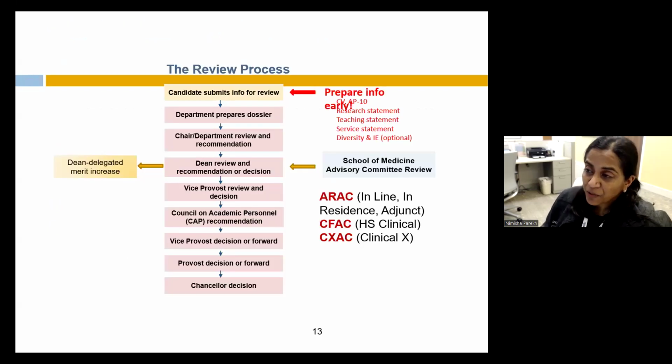Now, this is the review process. We said you would submit your review, you prepare your dossier. We're going to go through that dossier today. Then your department will review and recommend. Then it will come to the School of Medicine Advisory Committee, CFAC, and then it goes through the Vice Provost, CAP, and going forward there. Sometimes it may have to go to higher levels to the Provost and Chancellor, but most of ours will finish at the CAP level. Correct, Dr. Helmy?